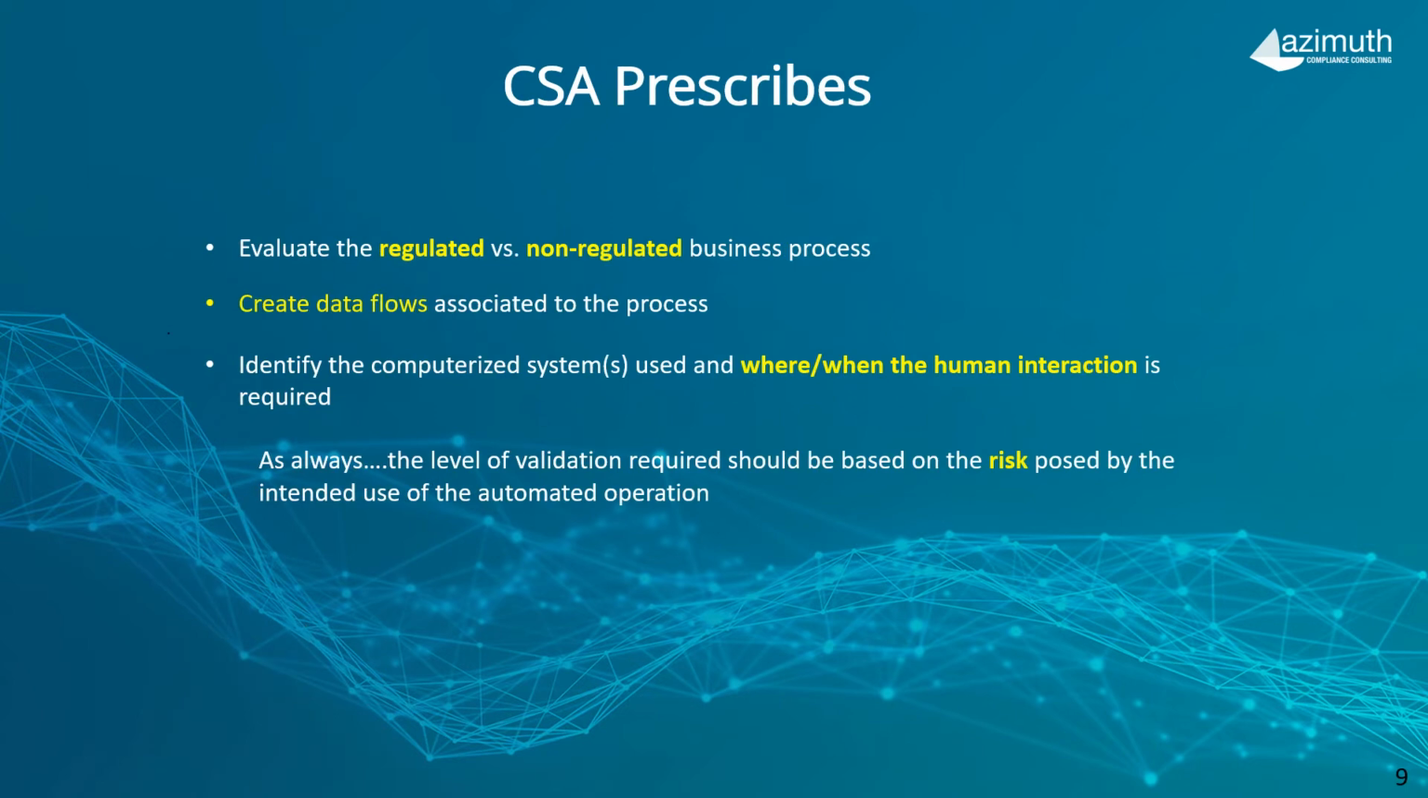CSA requires that you evaluate the regulated and non-regulated business processes. When creating the data flows, you can determine when and where in the process the human interaction will be required, the intended use, and the level of risk associated with this interaction, and in relationship to the predicate rules in determining risk.